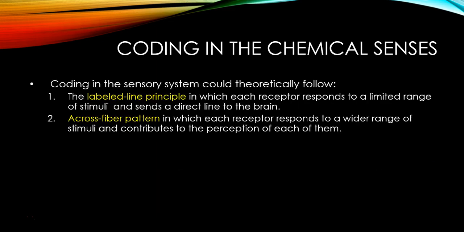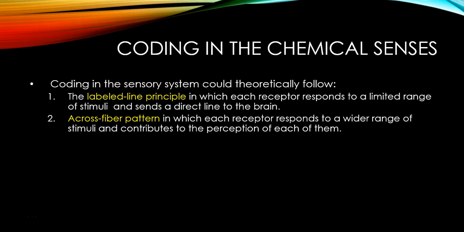And when we talk about coding in the chemical senses, and we're really talking about taste and the sense of smell, there could be two different possible ways that we code different tastes and different smells. One of them would be a labeled line principle, in which each receptor responds to a limited range of stimulus and sends a direct line to the brain. So each receptor is responsible for a specific either taste or smell.